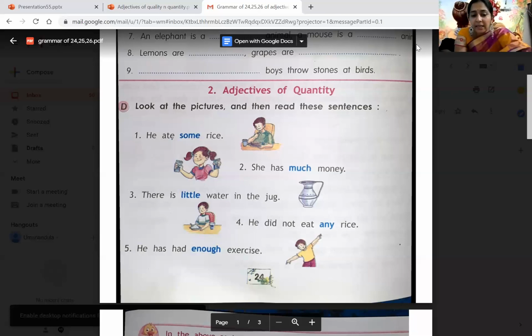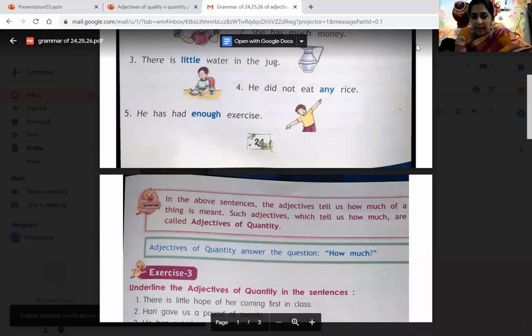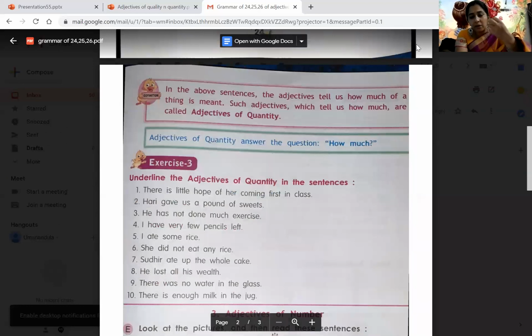He has had enough exercise means a lot of exercise he has done. That tells us how much. When you are talking about how much, it refers to adjectives of quantity. In the above sentences, the adjectives tell us how much of a thing is meant. Such adjectives which tell us how much are called adjectives of quantity. As I told you, adjectives of quantity answer the question how much. Remember, how much means adjectives of quantity. What kind means adjectives of quality. How much means adjectives of quantity.